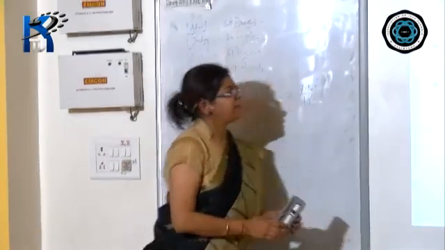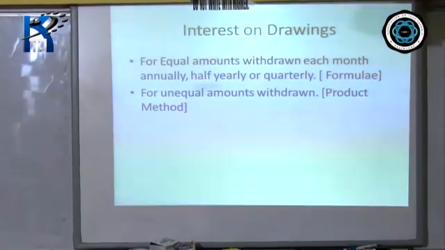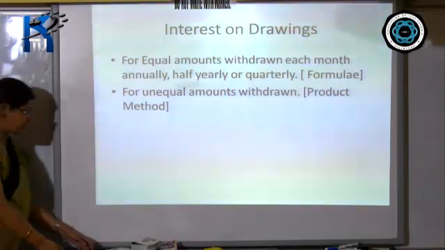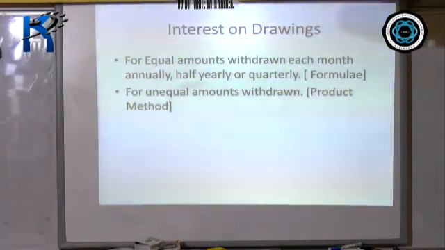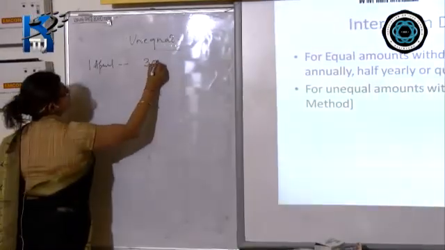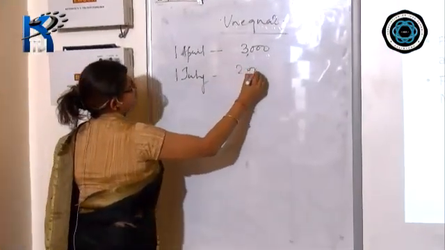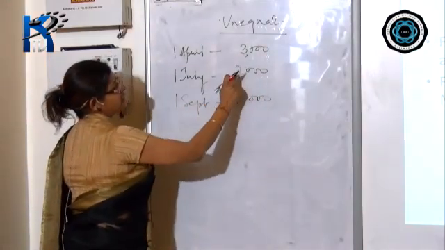Now talking about unequal amounts basically means, let's take a simple example. Supposingly on 1st April, one of the partner withdrew 3,000 rupees. On 1st July, he withdraws 2,000. 1st September, again, he withdraws 2,000. Now the amounts are unequal.